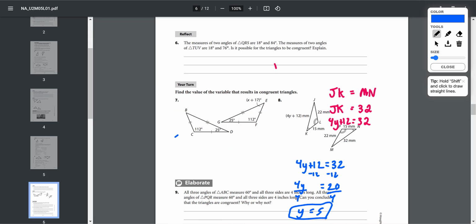So again, we know from this problem, JK is equal to MN. We know MN is 32, so that means JK is also equal to 32, which means by substitution, 4y plus 12 equals 32. Subtract 12 from both sides, divide by 4, y is equal to 5.